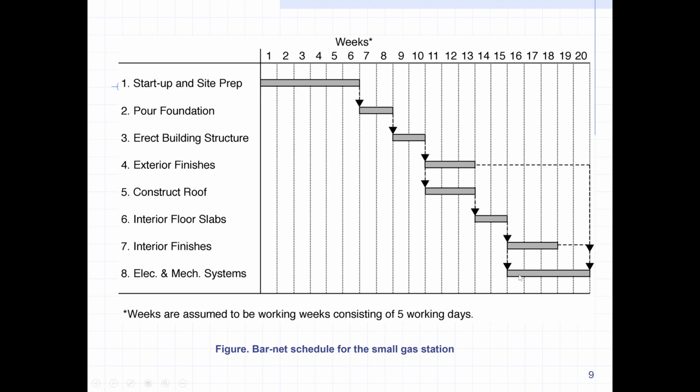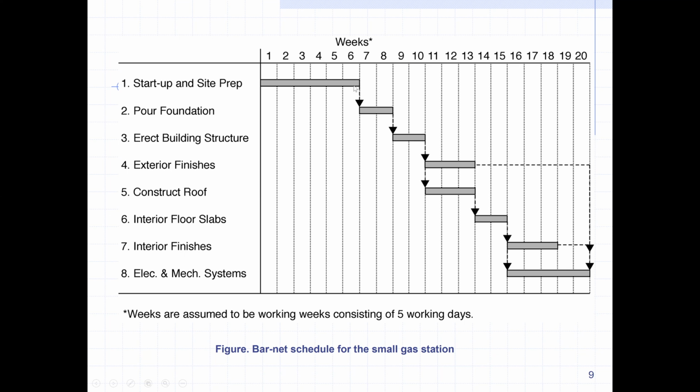then electrical mechanical works. These dotted lines show that there is a free float available with the project manager. We can complete this activity number 4 within 3 days, or we can delay it for some days or complete it at a later stage, because there is a free float available to us. So this is a total 20-week schedule for the 8 activities of a gasoline station project. And it shows the barnet.